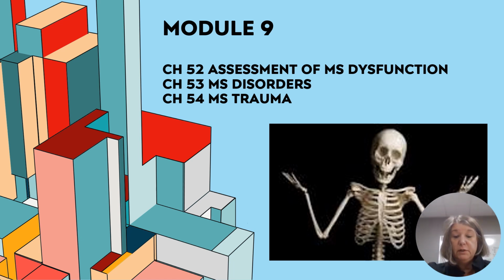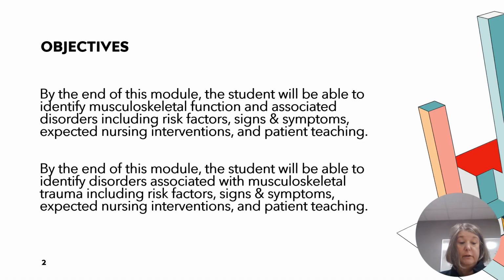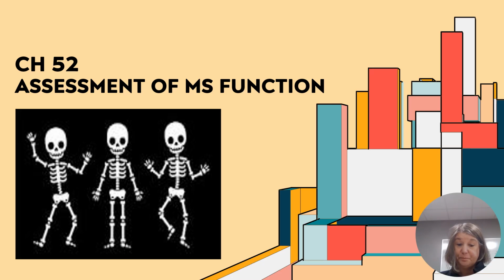Hi, Adult Health 1. So this is Module 9. This is our last module. You made it. This is on musculoskeletal dysfunction disorders and trauma. It is not crazy. This is not a long PowerPoint, so it should be pretty easy going. Here are our objectives. We're going to start with Chapter 52, Assessment of Musculoskeletal Function.